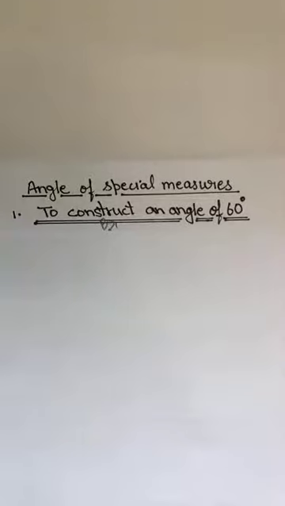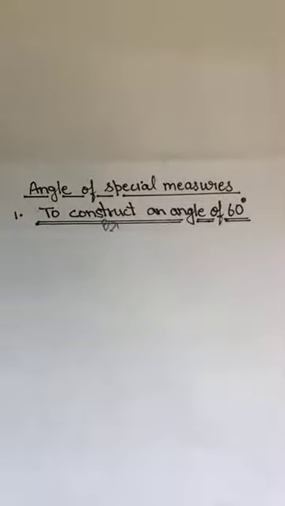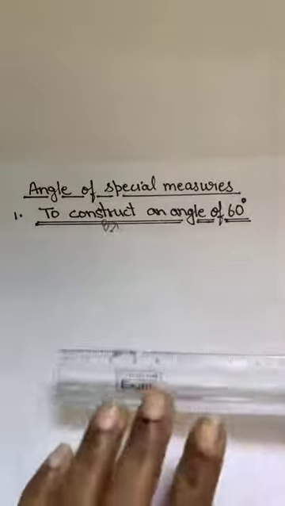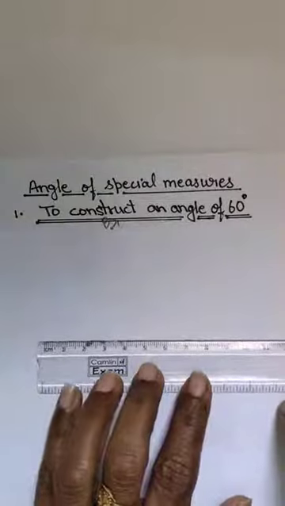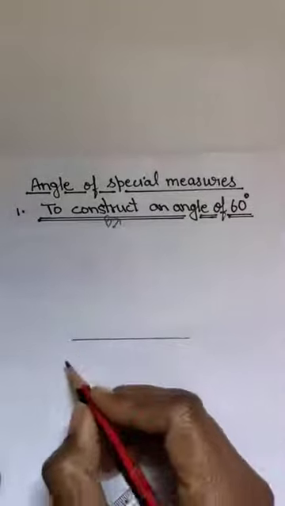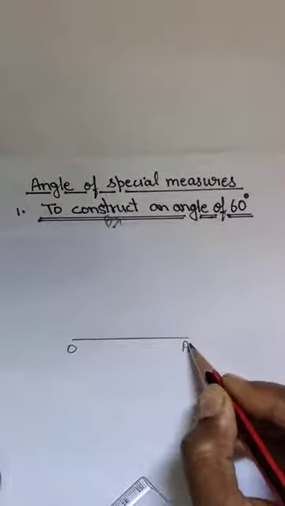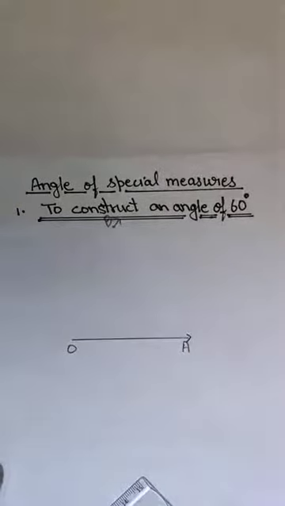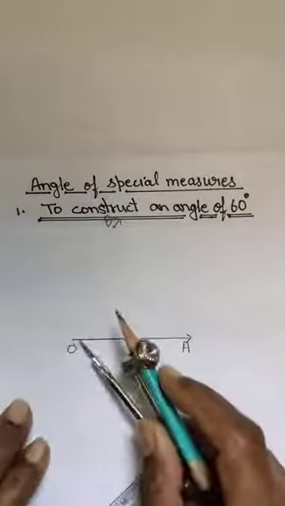Now next is to construct the angle of some special measures. Let it be 60 degree. How to construct an angle of 60 degree with the help of ruler and compass. First of all, draw any ray OA. This is a very important topic. Draw a ray OA, with O as a center and any suitable radius, draw an arc to cut OA at C.